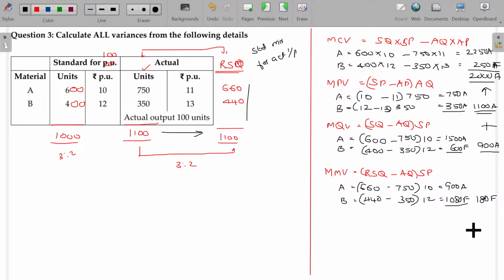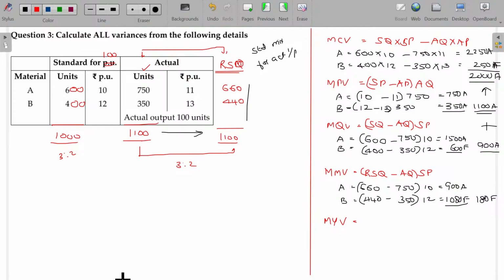Proportion is changing means you are reducing A component and increasing B component. If you are reducing A component, then it's favorable. If you are increasing B component, it's adverse. So always you will have one adverse and one favorable in case of two materials available in that composition. The last final question, final answer being, one being material yield variance.